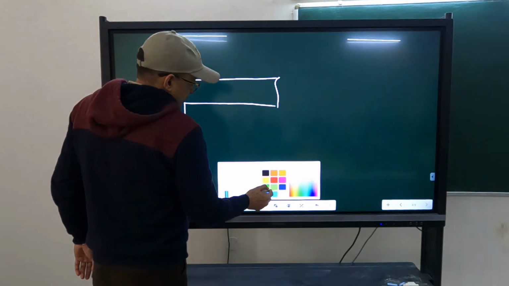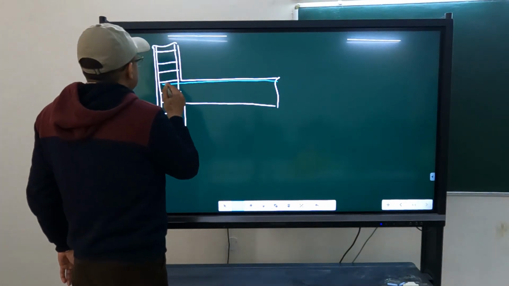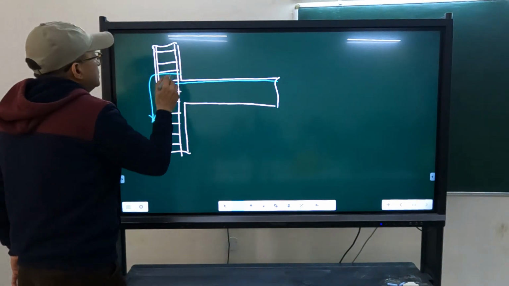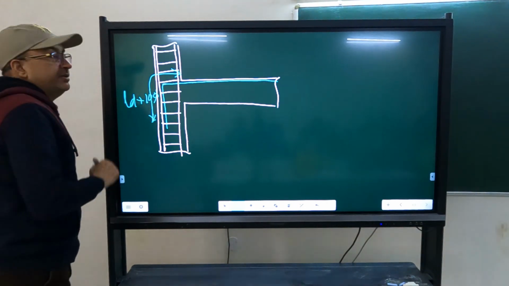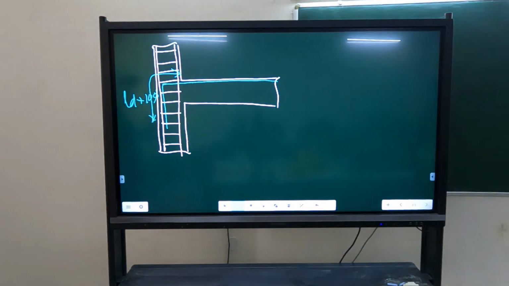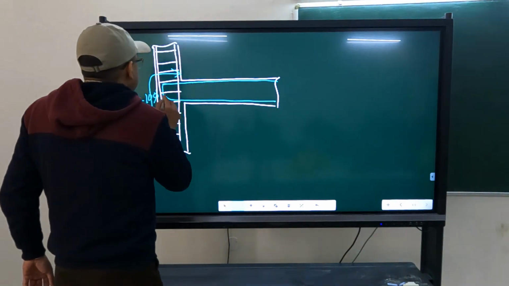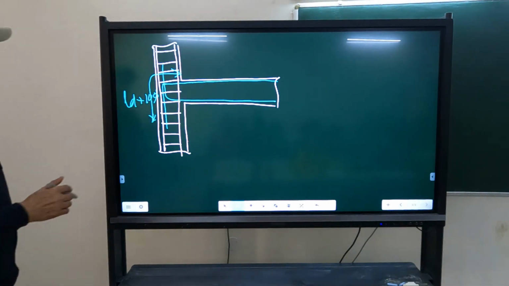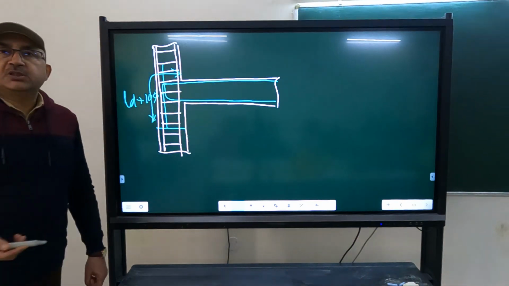So this beam reinforcement is to be taken into the column for a length Ld plus 10. So how are you going to cast it? If the beam and column have the same grade of concrete, then you can cast up to this level and cast the remaining part along with the beam.